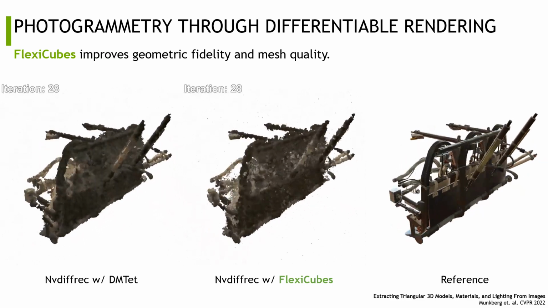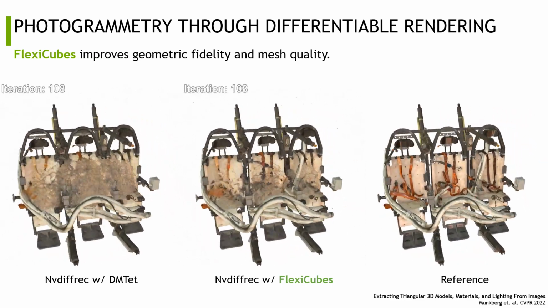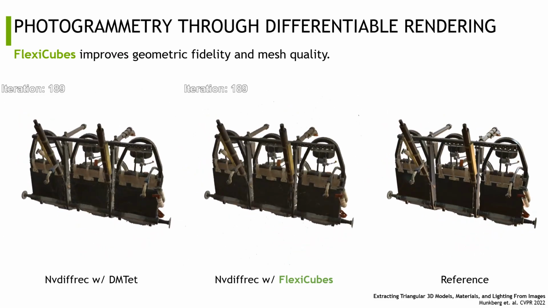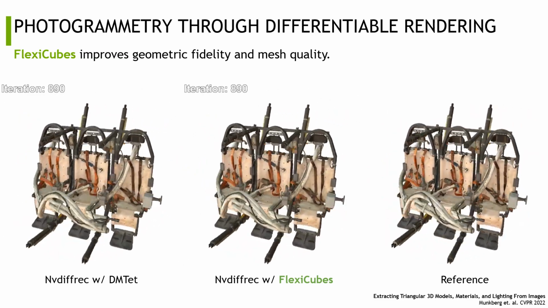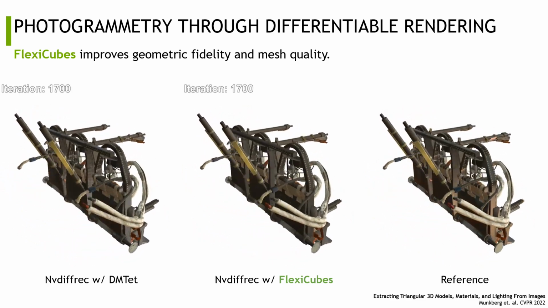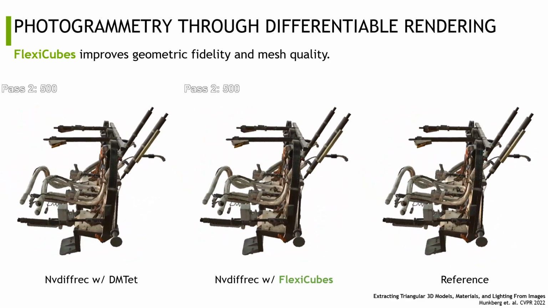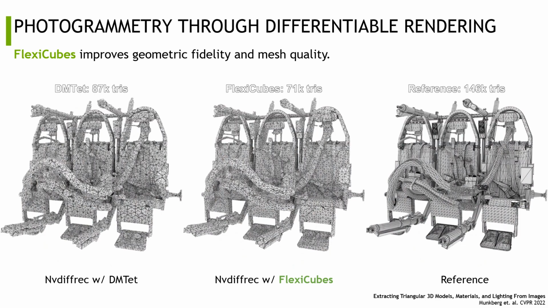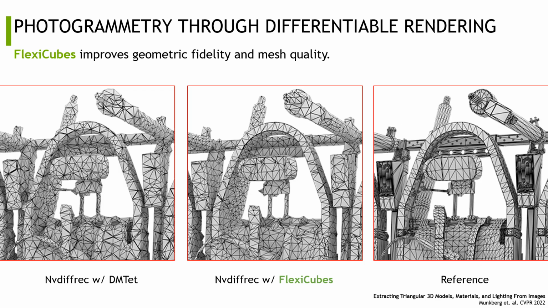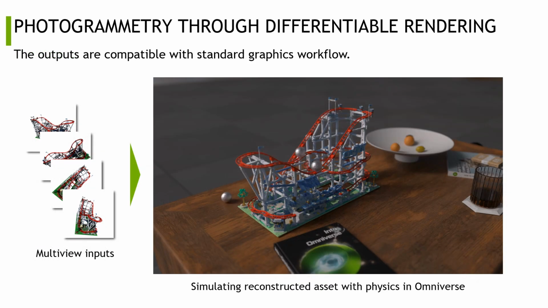Now let's test FlexiCubes by plugging it into a mesh generation pipeline. A recent work, nvdiffrec, jointly optimized shape, material, and lighting from images. By simply replacing the isosurfacing method with FlexiCubes in the topology optimization step, leaving the rest of the pipeline unmodified, we observe improved geometry reconstruction at equal triangle count. Moreover, the reconstructed 3D models can be readily used in creativity tools like Omniverse and support simulating robust physical interactions with virtual objects.